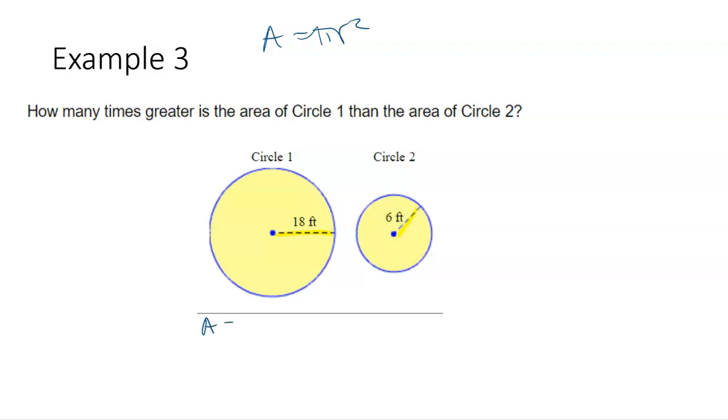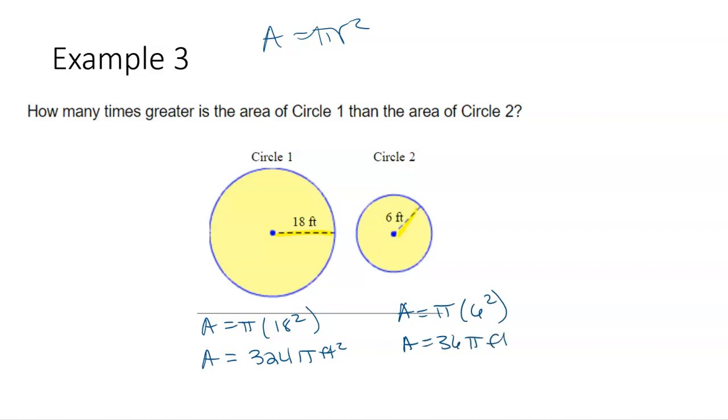So we've got an area of pi 18 squared. And let's leave it in terms of pi for easier subtraction. So it's going to be 324 pi feet squared. And over here, we're going to have pi times 6 squared. Maybe you know that that's 36 pi square feet.